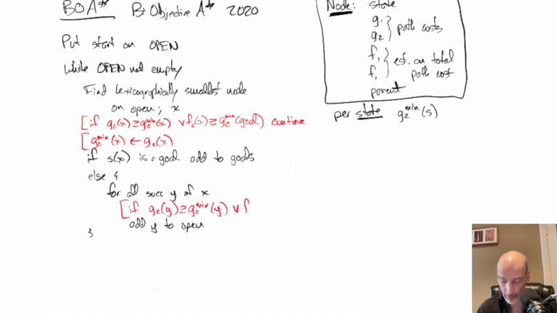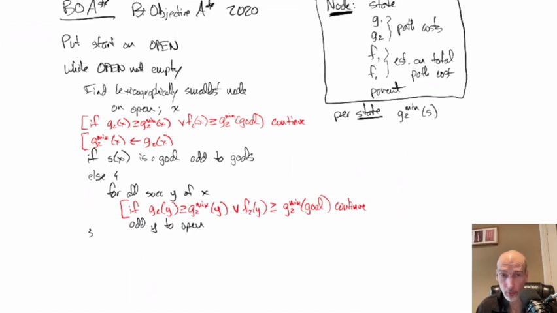Or if F2 of y is greater than or equal to G2 min of the goal. So exact same logic here as up above. And this line here is just serving to do initial pruning, so I don't have to add so many states to the open list if I don't want to.